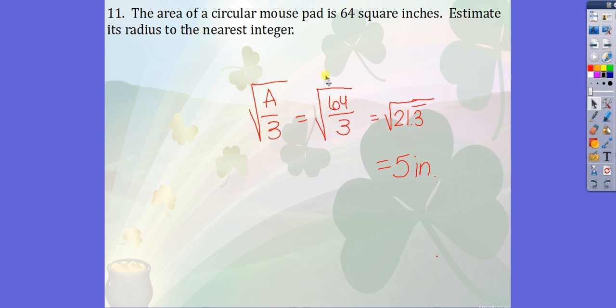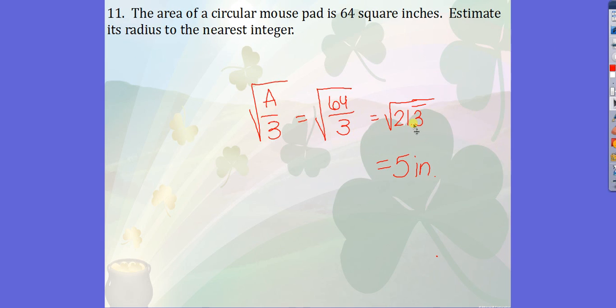And then we did this one, and 64 divided by 3, well, that's like 21 and 0.3 or 21 and 1/3, and we said 21 is close to 25, so approximately 5. So that's approximating square roots.